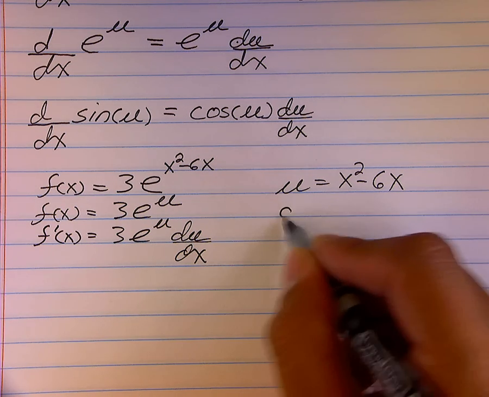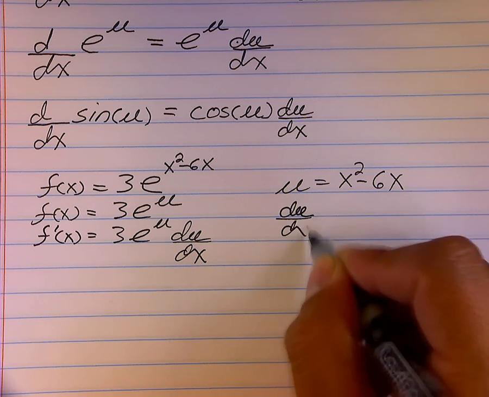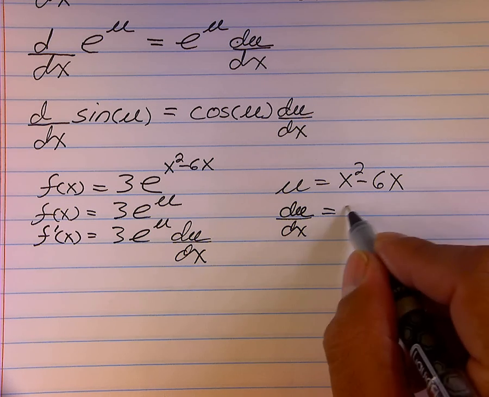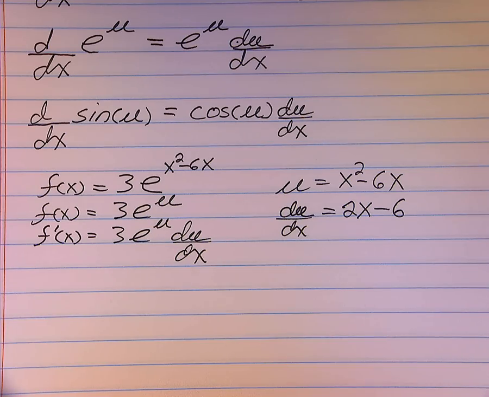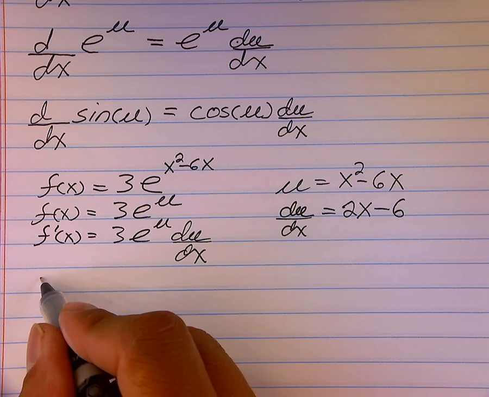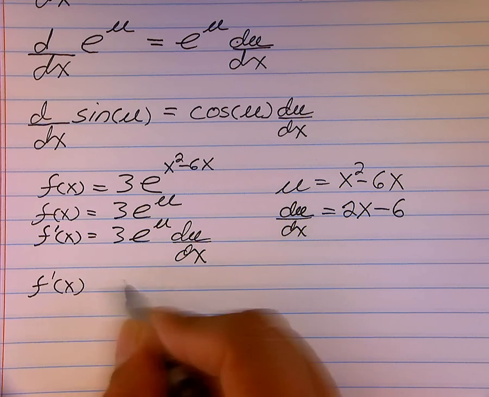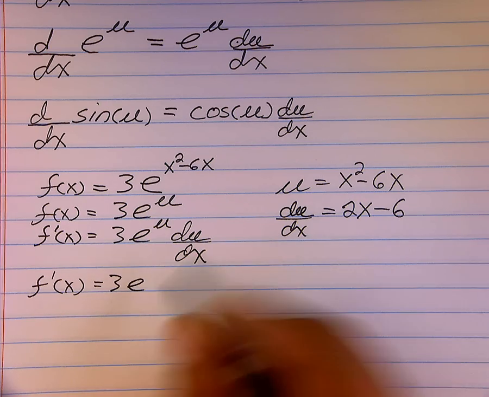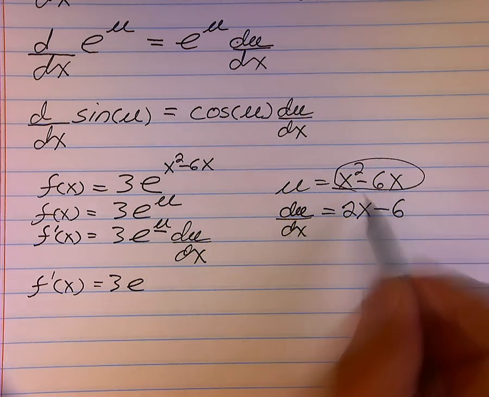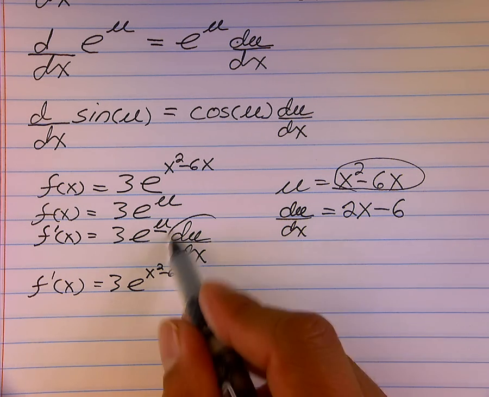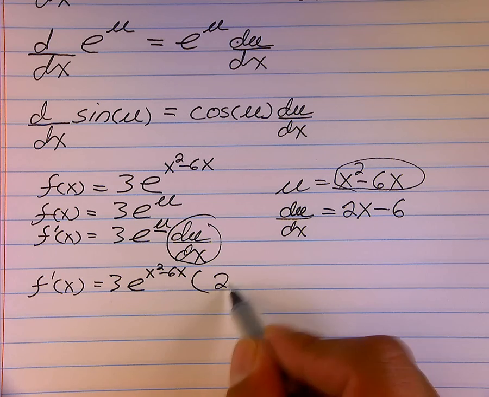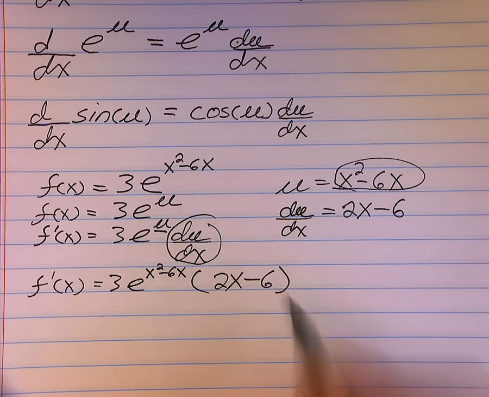I will find that by taking the derivative of u and now substituting that back into my original derivative. U is x squared minus 6x. Du dx is 2x minus 6.